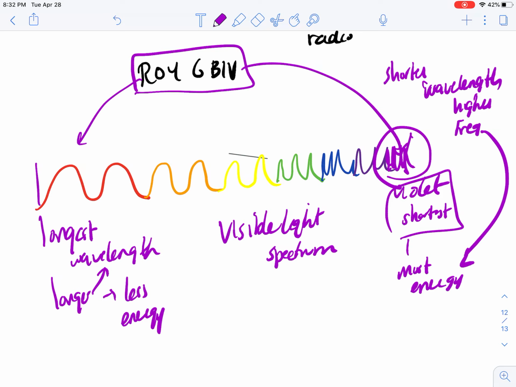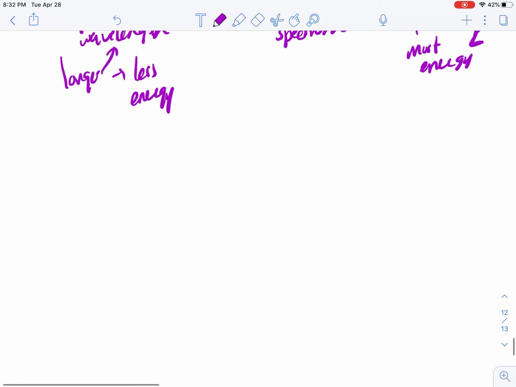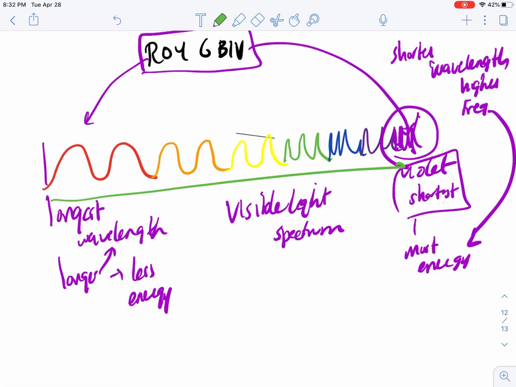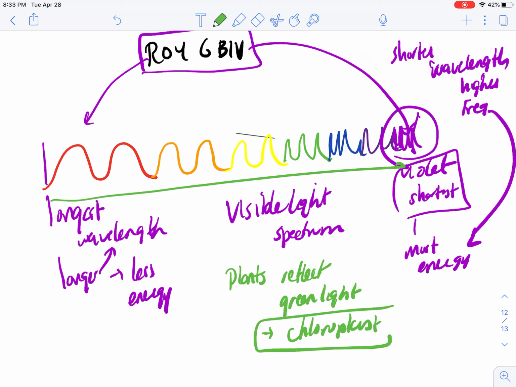So how do you see things, and what does this have to do with plants? Well, if you look at this ROYGBIV spectrum, plants actually reflect green light. They're able to do this because they have a structure called the chloroplast, which you learned about in Science 10. So this part of the spectrum, maybe into here too, they reflect. Whatever is reflected, that's what you see.